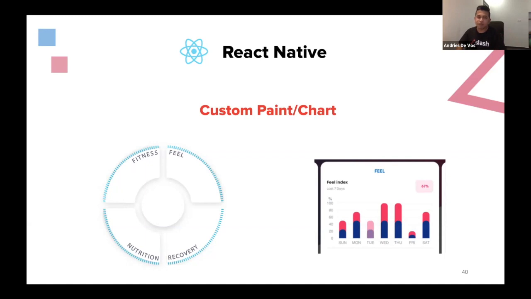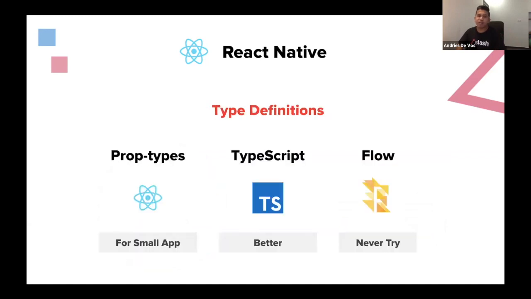Type definition: I feel better when using TypeScript and prop types. In the first year of React Native I used a bit of it, and then I turned to TypeScript. For Flow, which is open sourced by Facebook, I never tried it. It's a bit complex.